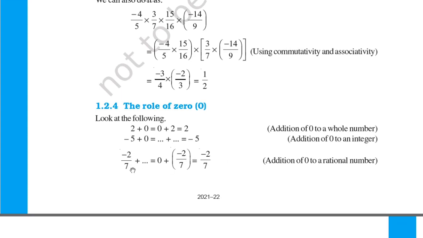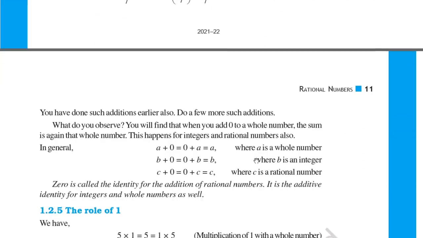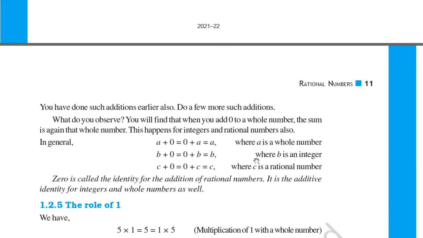Now minus 2 by 7 plus 0 is equal to 0 plus minus 2 by 7, that is minus 2 by 7. So addition of 0 to a rational number. You have done such addition earlier also. So do a few more such additions. What do you observe? You will find that when you add 0 to a whole number, the sum is again the whole number. This happens for integers and rational numbers also.